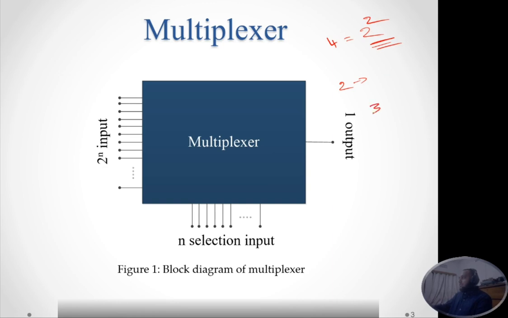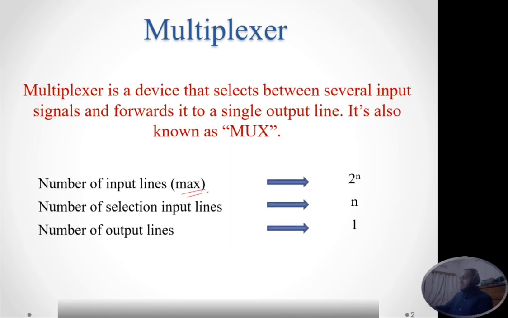And if we have 3 input lines, then also we need 2 selection input lines because we need 3 patterns, and for 3 patterns we need at least 2 bits because with 2 bits we can make 4 patterns. And if we take only one selection input, then we will have only 2 patterns, but we need 3 patterns. That's why we need 2 selection input lines in case of 3 input lines. That's why I have used the term max here.